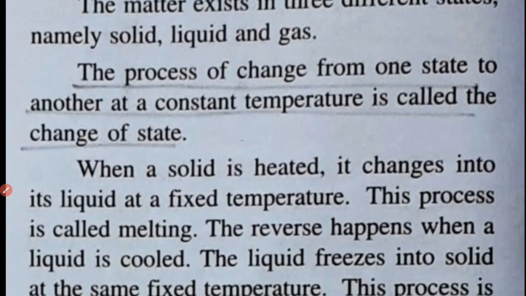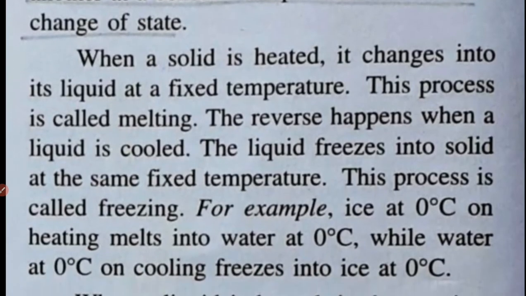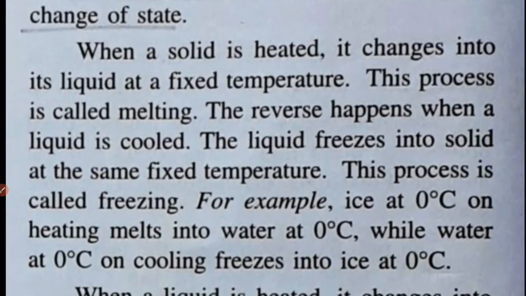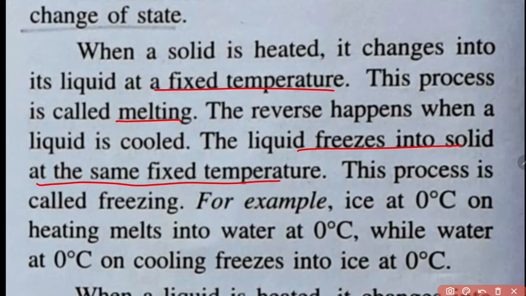Now when a solid is heated, it changes into its liquid state at a fixed temperature. This process is called melting. So whenever solid changes into liquid, the process is called melting, and it should happen at a fixed temperature. The reverse happens, that is when liquid changes into the solid state, it's called freezing, when liquid freezes into the solid at the same fixed temperature. The process is called freezing.